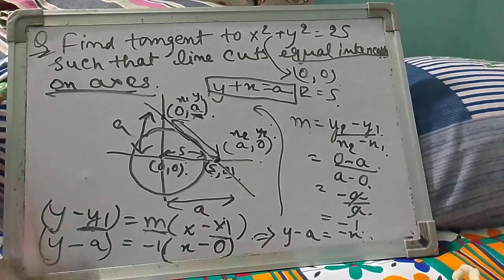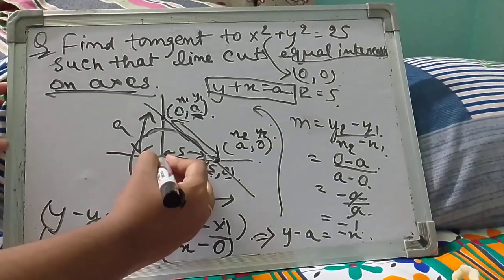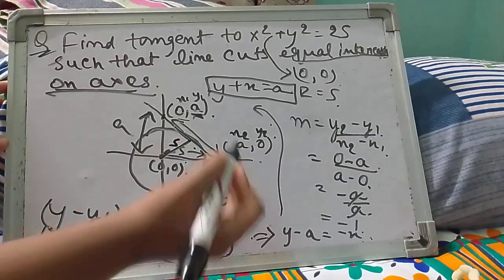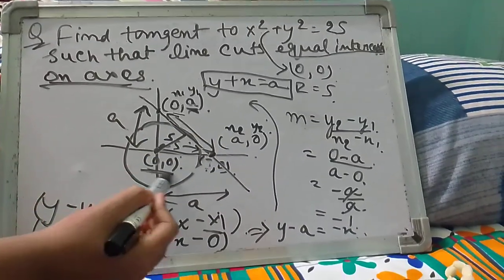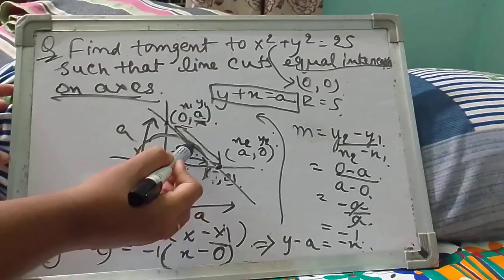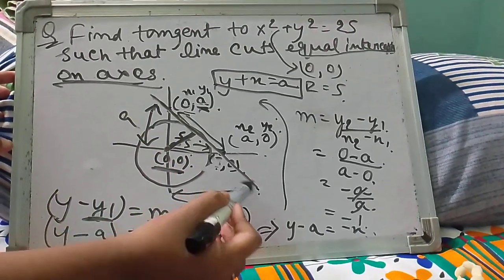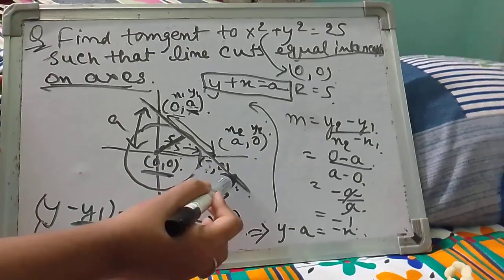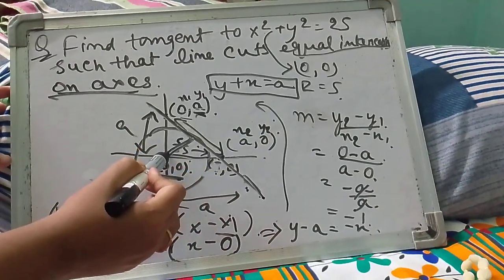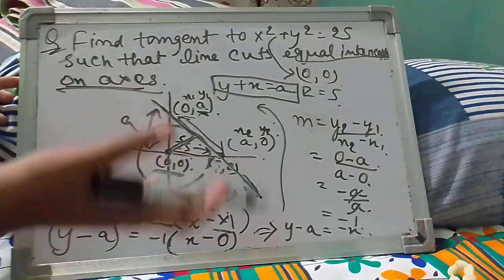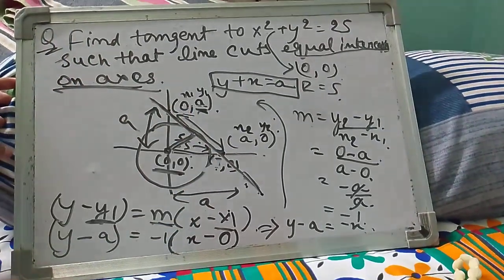Now let's solve after this. And now the center is given. This is 5. And we know that whenever the center is given, the perpendicular distance is given and the tangent equation is given, we can put it directly into the formula.